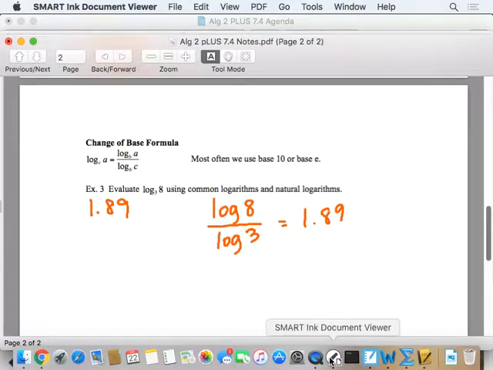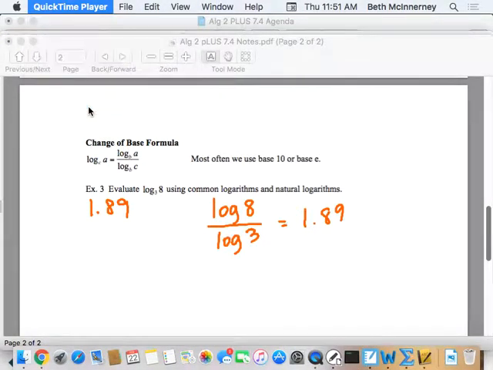Sure. Did I give you a little slip? All right, if you'll bring that to me.